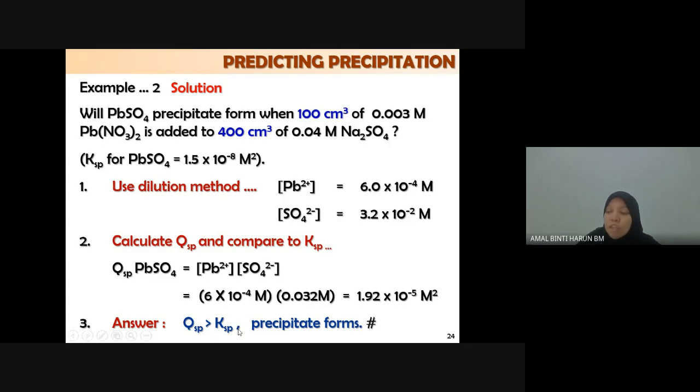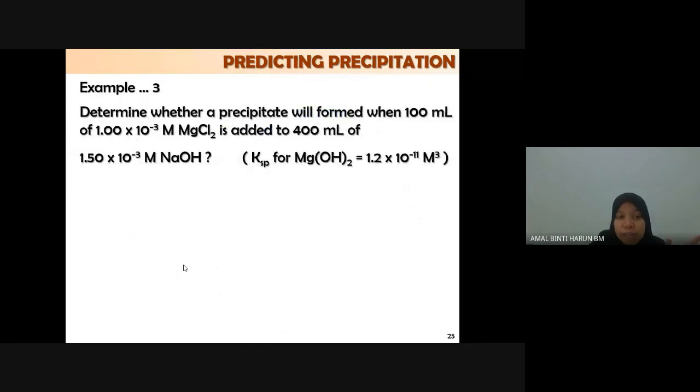If QSP is greater than KSP, look at the Pacman, it will shift to the left. Shifting to the left means you are producing the solid, which means precipitate is formed. How does the precipitate form? Because the concentration of ion is too high, so it will shift to the left to form the precipitate, or the solid lead sulfate. So if the question asks whether mixing these amounts will produce a precipitate, yes, because QSP is greater than KSP.